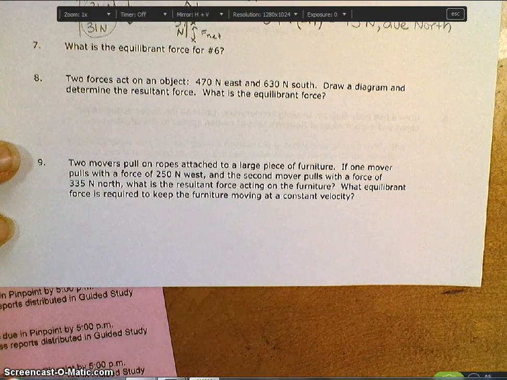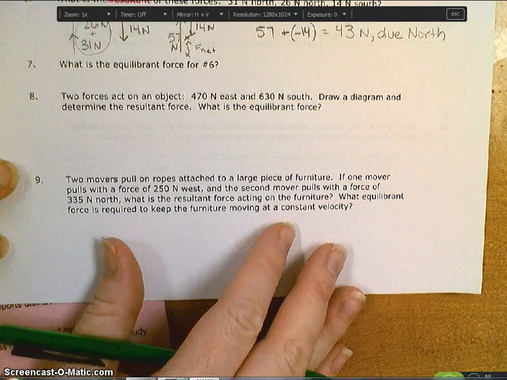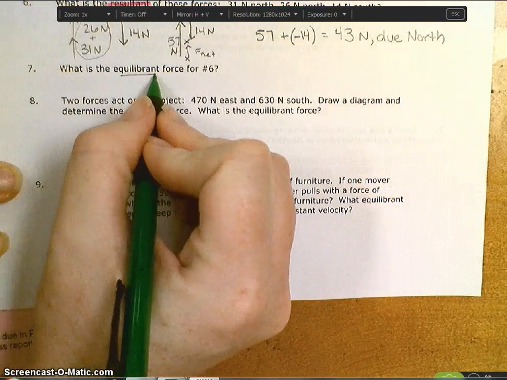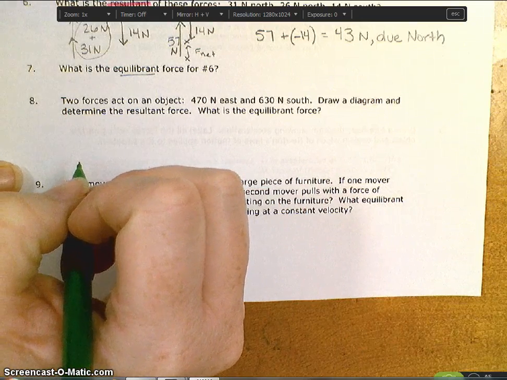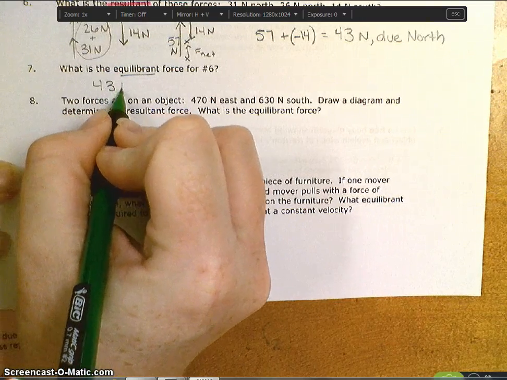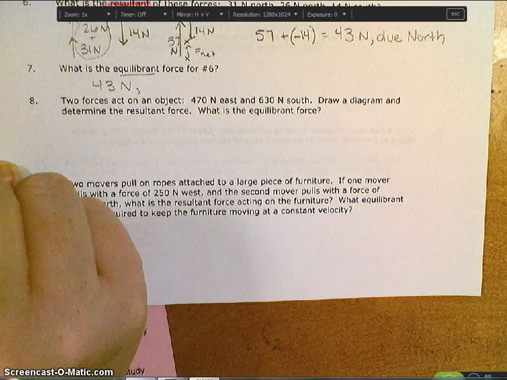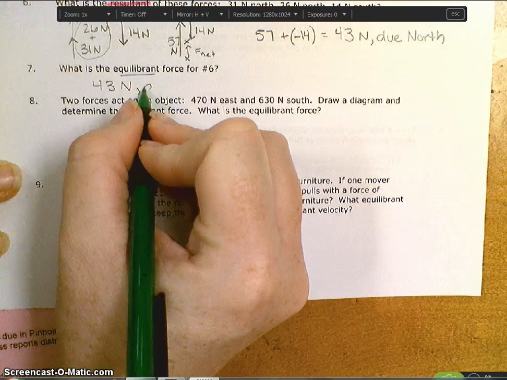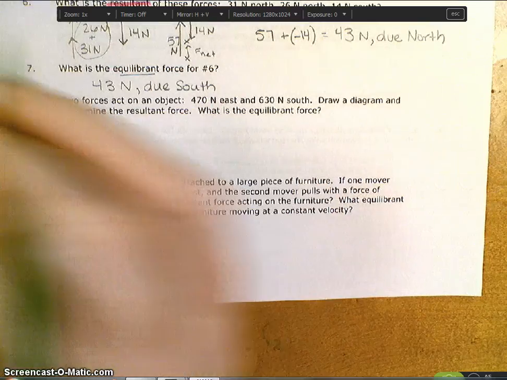Now in number 7, they want to know the equilibrium for number 6. Well, the answer to number 6 was 43 newtons due north. The word equilibrium means same size or magnitude, but opposite direction. The magnitude is 43 newtons. The direction was north. We will switch that to be opposite. Due south.